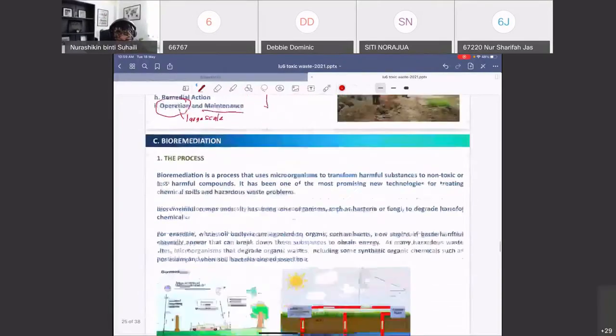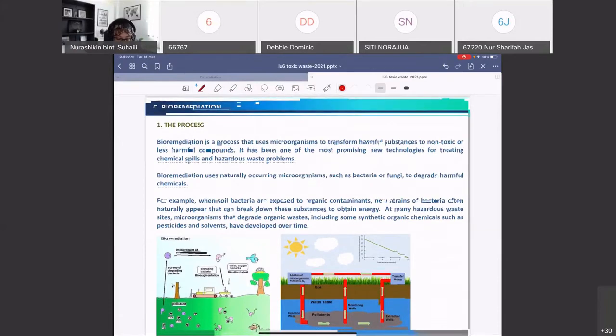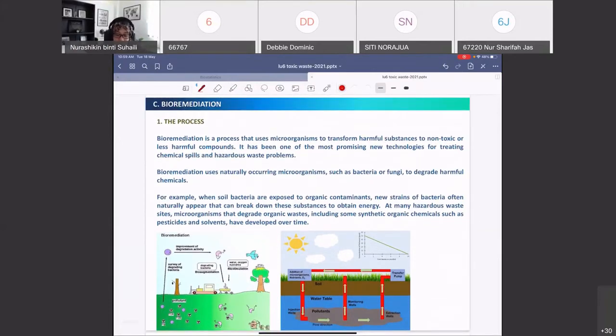Okay, and then the last part is bioremediation. This is the core part of the topic, because it involves the biotech approaches. Right, so apart from all the three methods that I mentioned just now, the chemical, the physical, and also the thermal, bioremediation is another way we can treat the toxic waste, the hazardous waste. And of course, this is our concern because we are biotechnologists.